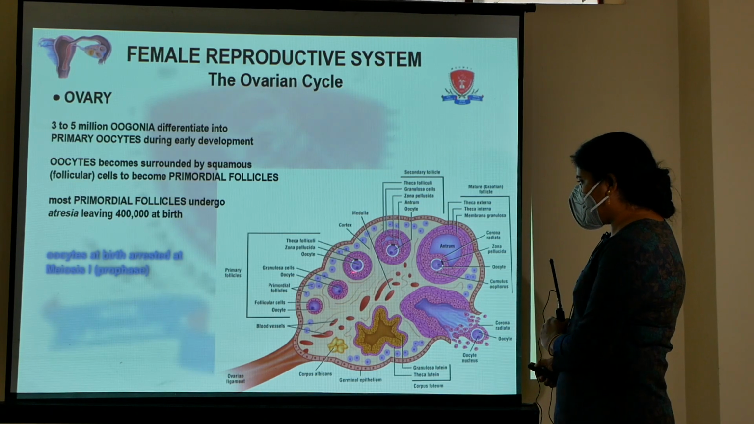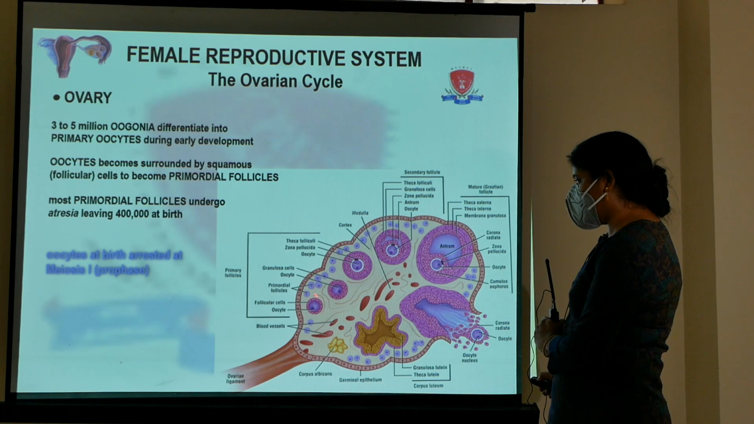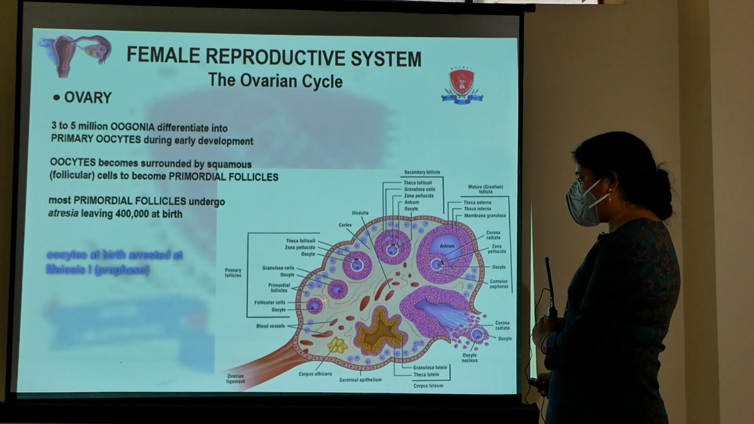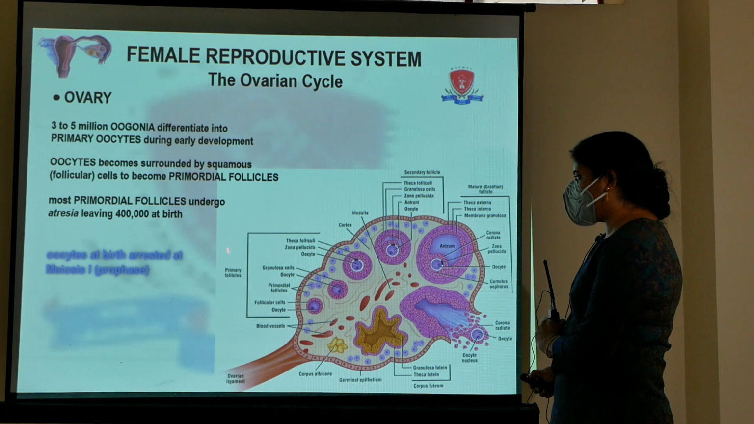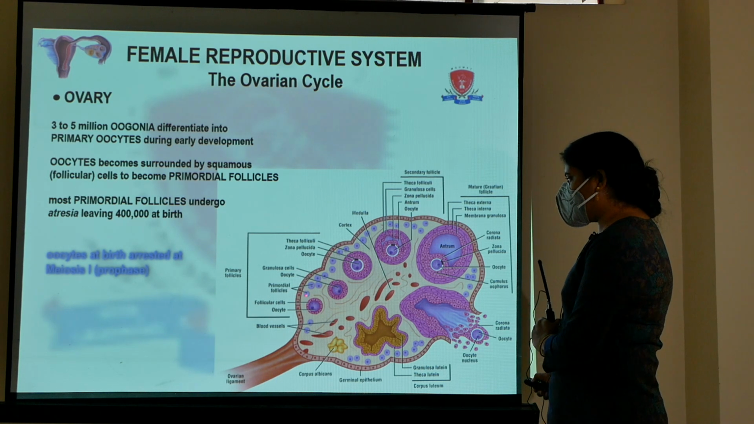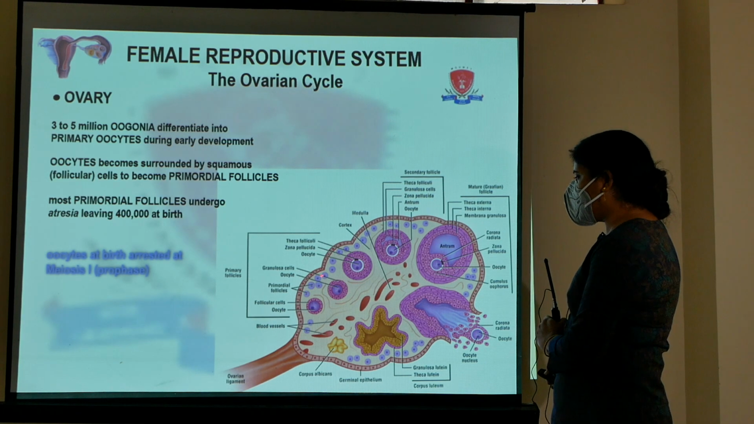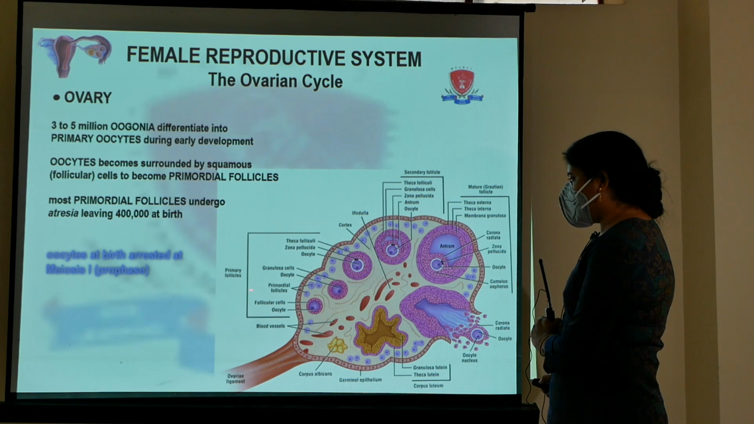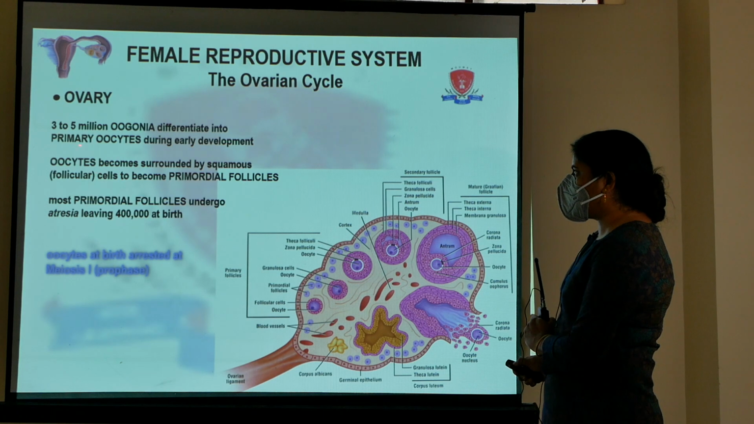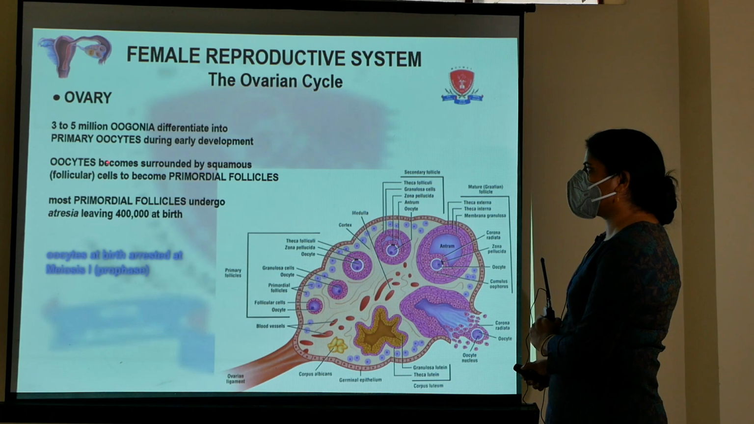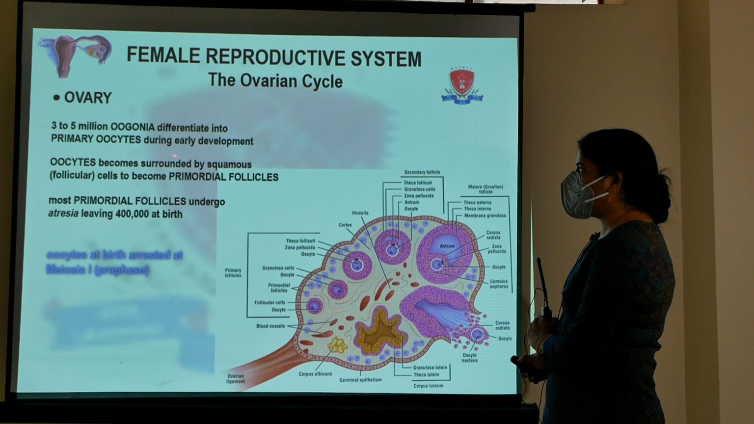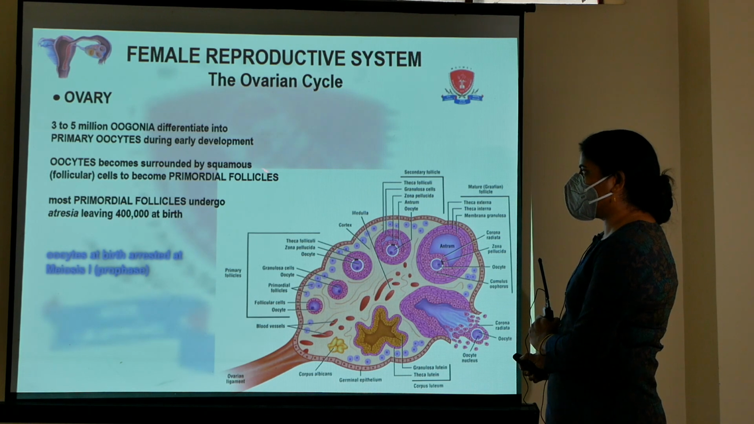The follicles present in the ovary are present right at the time of birth of the female baby. No new oocytes or oogonia are formed after birth. They are present right from birth. During development, a number of the primordial follicles degenerate. Only around 3 to 5 million oogonia differentiate into primary oocytes, and the rest degenerate. This takes place during early development, before puberty.